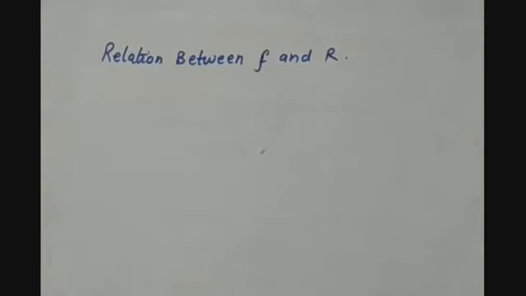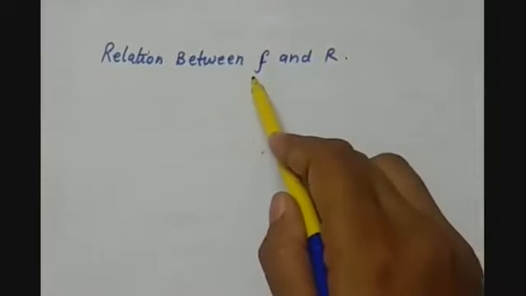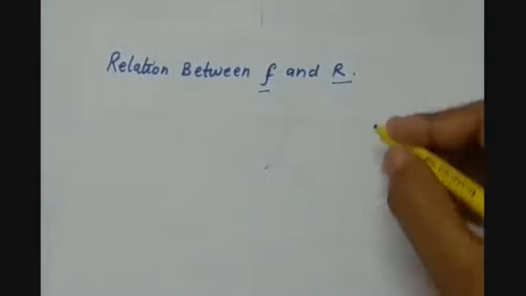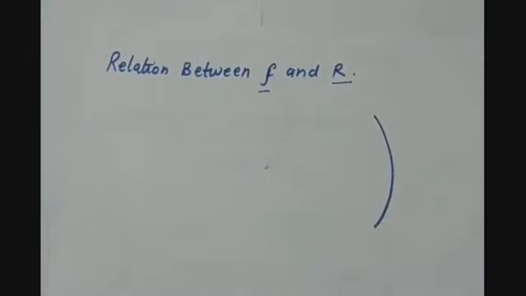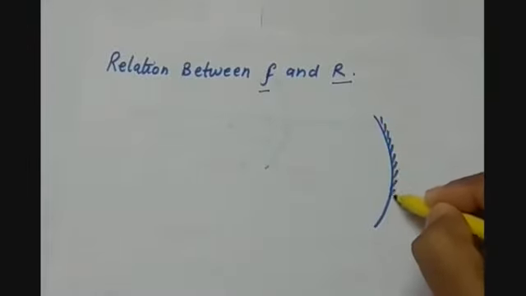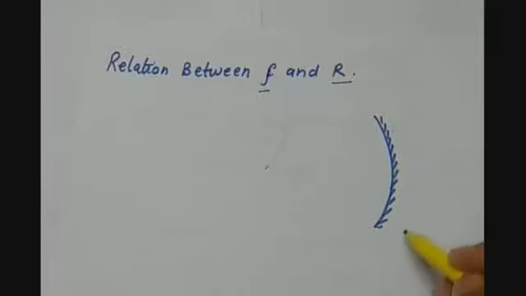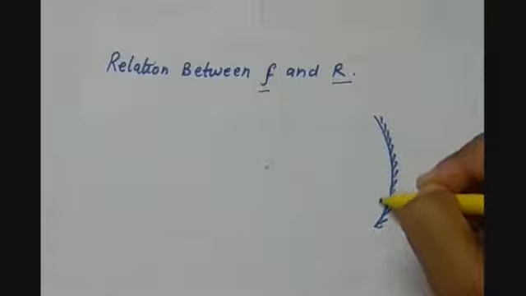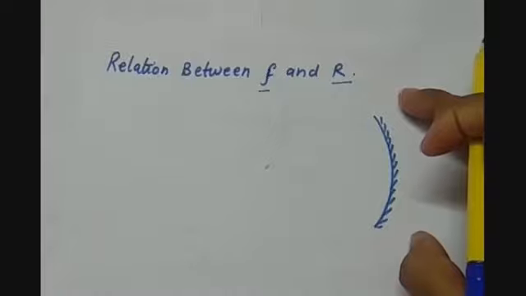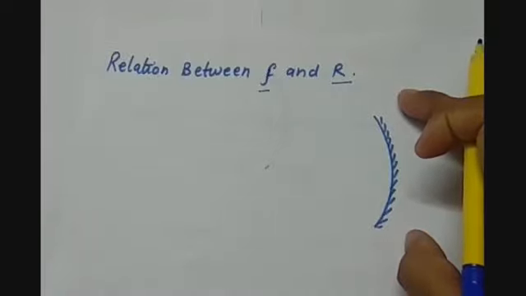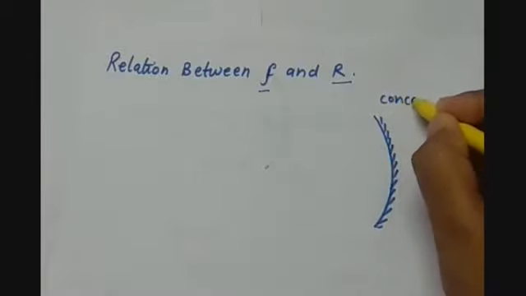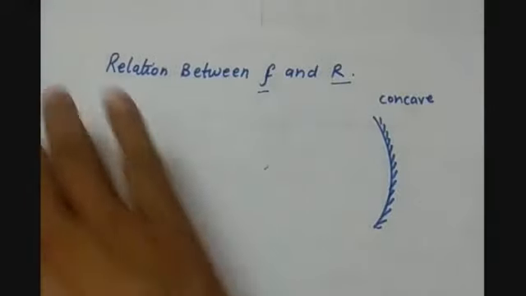Now let us understand the relation between the focal length and the radius of curvature. Let us understand this with the help of a concave mirror. So this is our concave mirror having the outer edge polished, so this will be our reflecting surface. The depressed portion taken from the big hollow sphere will act as the reflecting surface. So this is our concave mirror. So here we will be having a pole.